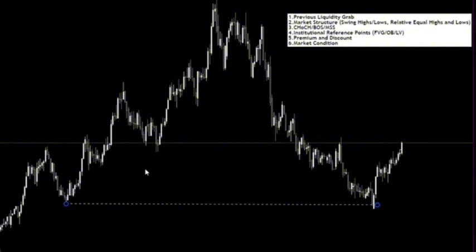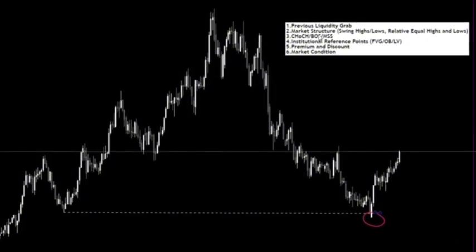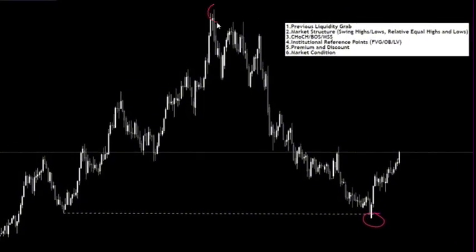This is because every time the institutions grab liquidity at some point, they deliver it to the next side of the market. So if liquidity is grabbed at this level, this area, we expect to see it being delivered to the upside. And if it is grabbed at this area, we expect to see it being delivered to the downside. So this is the reason why we look out for this. And the most recent is obviously this one.